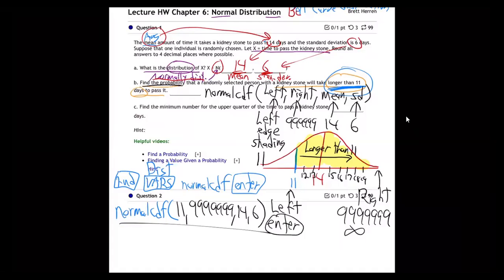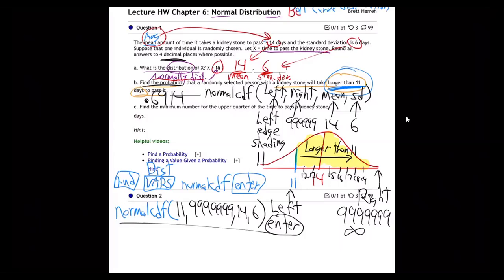So I'm getting the answer. I'll write it up here. 0.6914. We're supposed to round to 4 decimal places. 0.6914, meaning there's a 69% chance, right? Remember what the question was. Find the probability that if you grab somebody random, their kidney stone will take longer than 11 days. Well, there's a 69.14% chance. So pretty likely, right? Almost a 70% chance that their kidney stone will take longer than 11 days to pass.